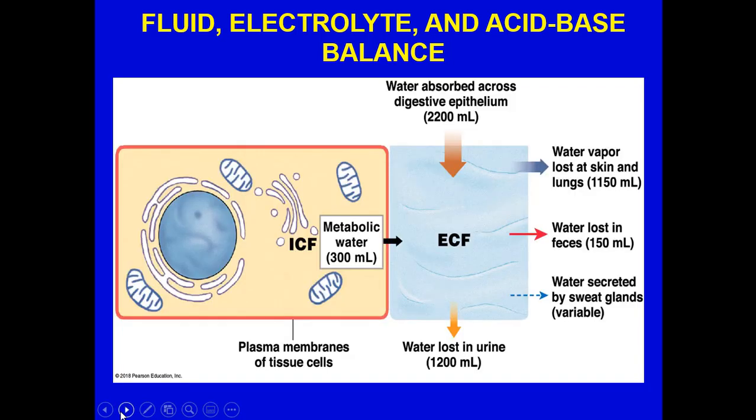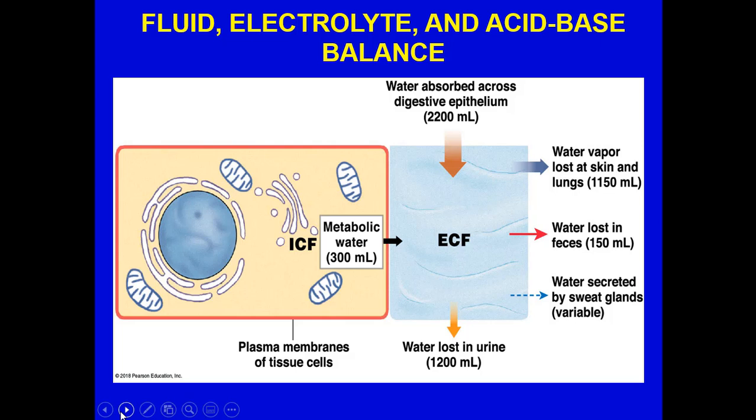Okay. And here's a nice diagram giving you a clear understanding of ECF and ICF chambers: water absorbed across the digestive epithelium, water lost in urine, water secreted by sweat glands. Now, this is variable. This is one of the bigger variabilities that can occur, depending on temperature, depending on activity, etc. Water vapor loss at skin and lungs is a certain amount. Water loss in feces is usually a very small amount.